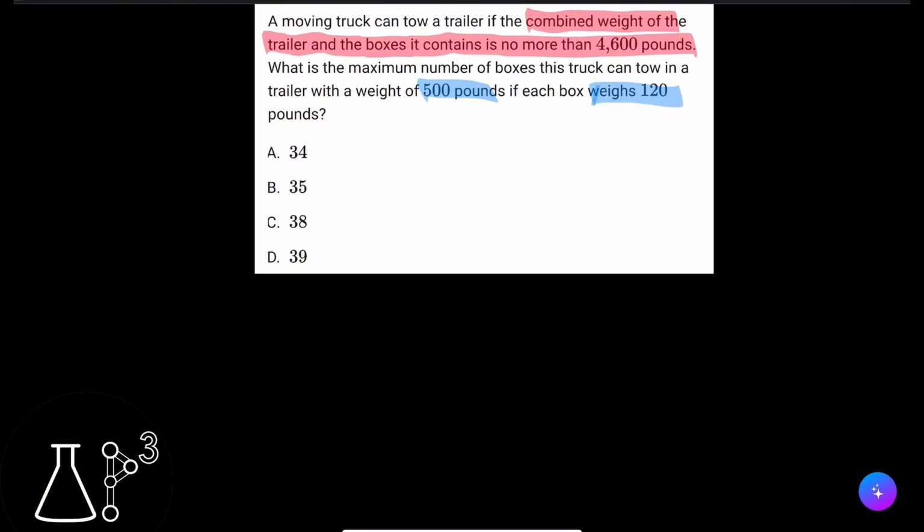So I understand that 4,600 pounds has to be the maximum. So whatever 500 plus every box equals cannot be any more. It could be equal, but it can't be more than 4,600. So I'm left with 500 pounds plus the weight of every box. They tell me that every box weighs 120 pounds. So I can make it 120x, because we don't know how many boxes can be in the trailer at a maximum. We don't know the maximum value of it.